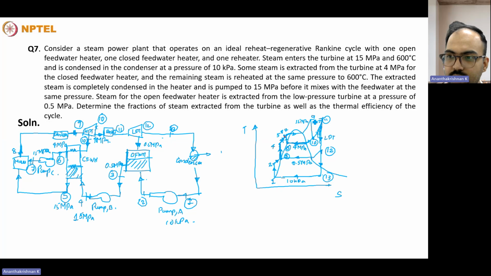If you consider the total fluid in the high pressure turbine as well as the boiler is 1, the portion that goes into the closed feed water heater is Y. The remaining steam is 1 minus Y here and here, and then another fraction of the steam Z goes into the open feed water heater. The fraction of the steam that will be expanded remaining is 1 minus Y minus Z, and the same 1 minus Y minus Z will be here as well, and it will be mixing with the Z to give 1 minus Y, and it will be mixing here somewhere to give the Y.